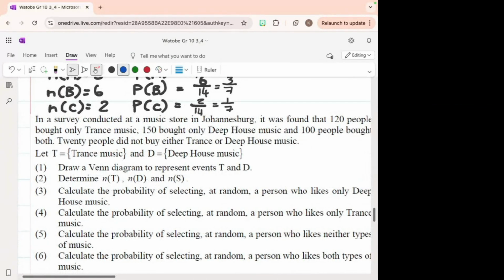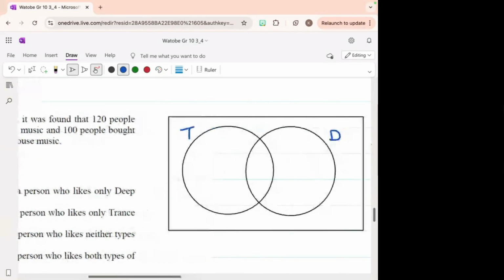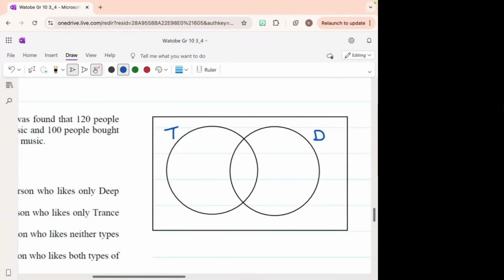In a survey conducted, it was found. So did they give us the total sample size? No. So we keep going. I like to start with the stuff in the middle. So the both. They say 100 people bought both. So in the center, what am I going to have? I'm going to have 100.